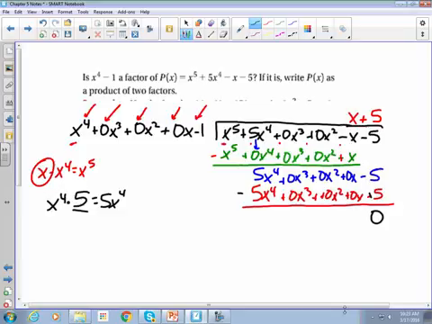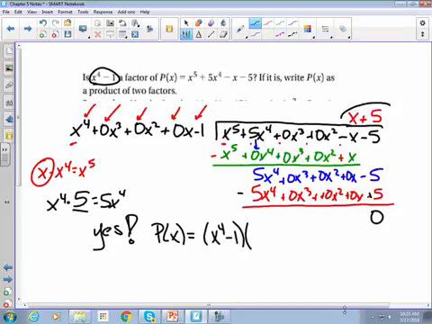Now we can say, is it a factor? Yes. Heck yes. So we say yes, exclamation point. And it wants p of x as a product of two factors. So the first one is going to be x to the fourth minus 1. And the second one is going to be x plus 5.